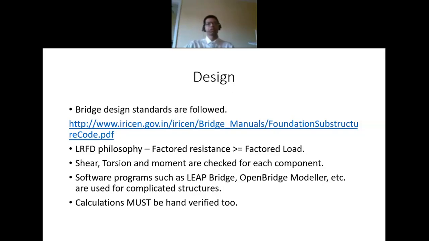We need to check our structure for shear, torsion, and moment. In fact, we need to check each component of our bridge for all these parameters. You know, the deck, the parapet, the girder, bearing, the column, the bent cap, the abutment, the foundations, the piles. All these components have to be checked for shear, torsion, and moment.